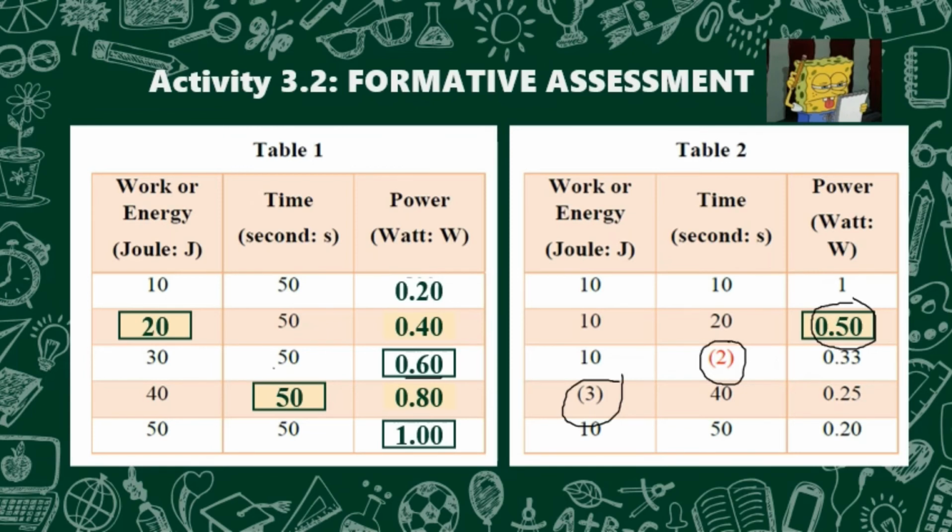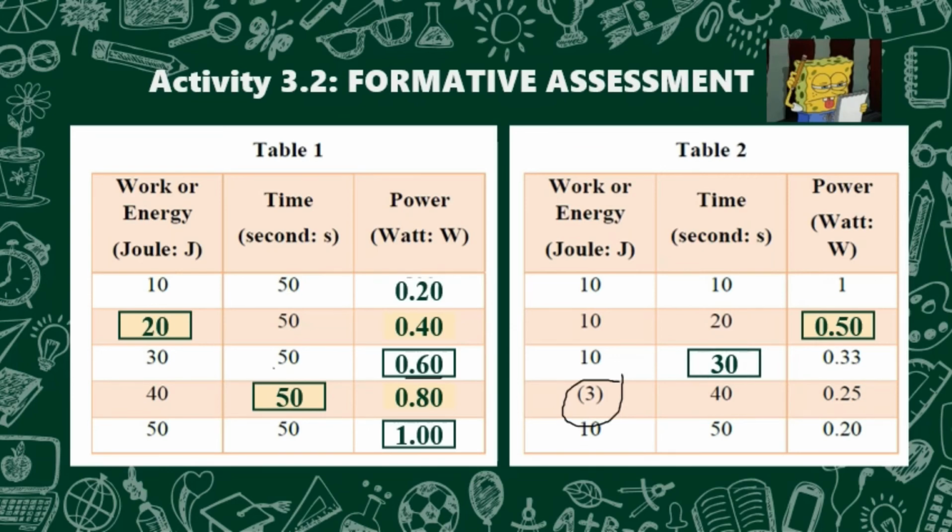Okay? Next, for number 2, we have given work 10, power 0.33. So, para makuha si time, ano ulit ang i-divide natin? Very good. We are going to divide work to power. So, 10 divided by 0.33. The answer is very good. The answer is 30.